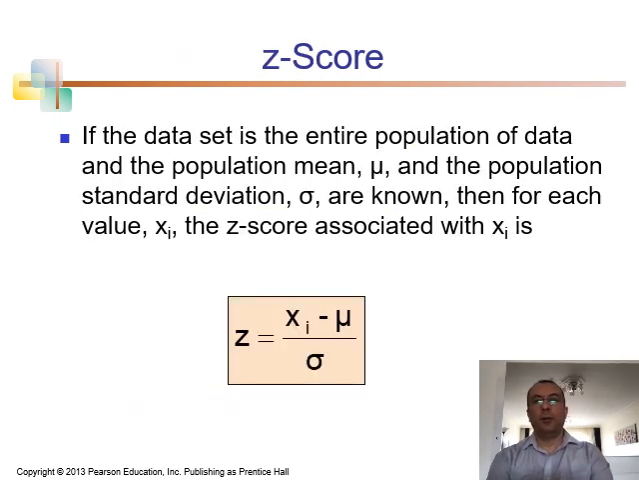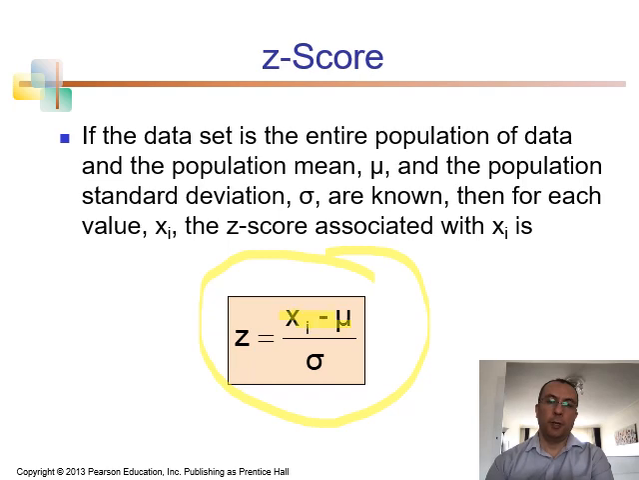Now, z-score is something we are going to use a lot, especially in normal distribution and later during this course. It's based on a formula. For each observation, xi, you subtract the mean, xi minus mu, and divide by the standard deviation. That will give you the z-score. So z-score equals x minus mu over sigma.